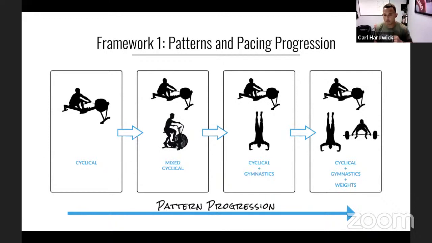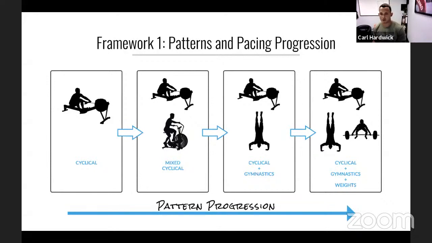You're going to go 12 box jumps, and you're going to go 9 pull-ups. You're going to rest 2 minutes, and you're going to do that for 8 sets. So that's an idea of cyclical plus gymnastics. Gymnastics being box jumps and pull-ups. Cyclical being the 15 calorie row.